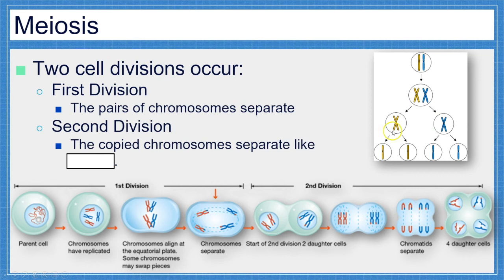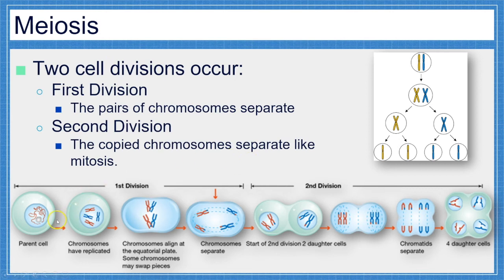Then it goes through its second division. And the second division is like mitosis. That's where the copies get pulled apart. So these 2 chromosomes, they're copies of each other, they're attached at this point. They get ripped apart, so one ends up in this cell and one ends up in this cell. And the same for the blue ones. So the second division is where your copied chromosomes are being separated, very, very much like mitosis.